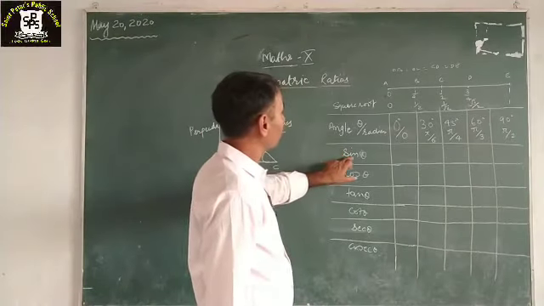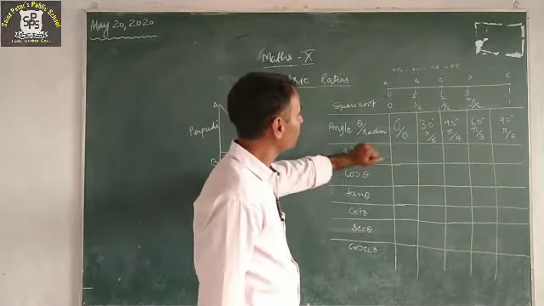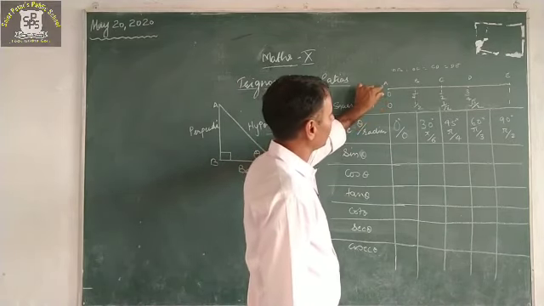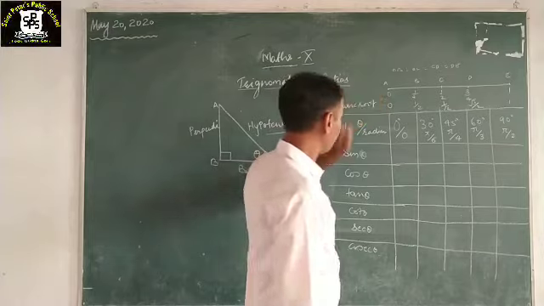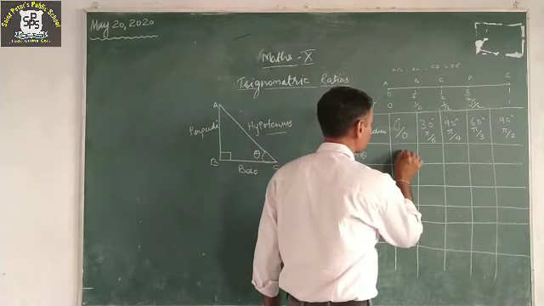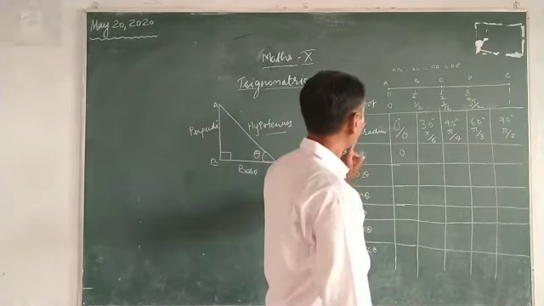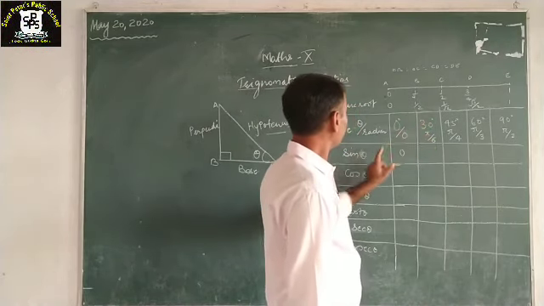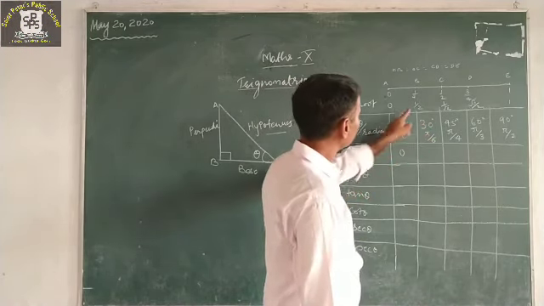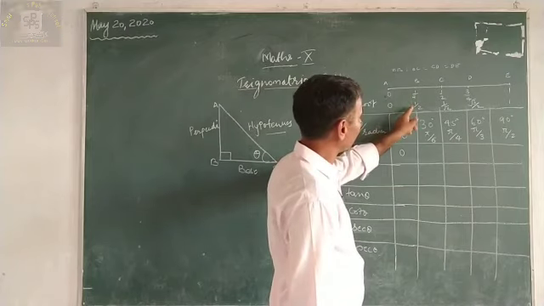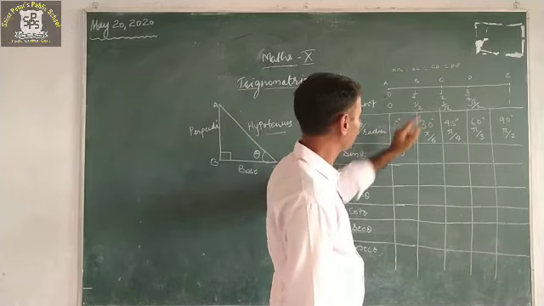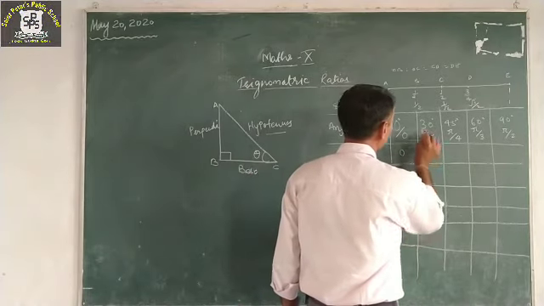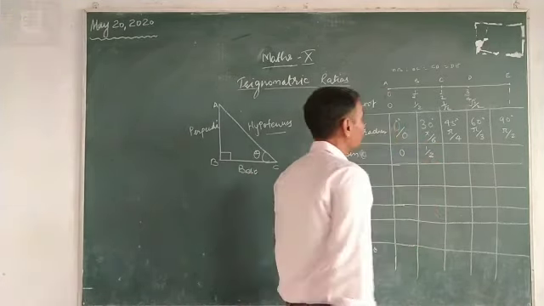Now if you want to find the value of sine 0 degree, just take the square root of the value at point A, and that's 0. So it's 0. If the angle theta is equal to 30 degree, then for sine you should use the square root of 1 upon 4, and that's 1 upon 2. So sine 30 degree is equal to 1 upon 2.